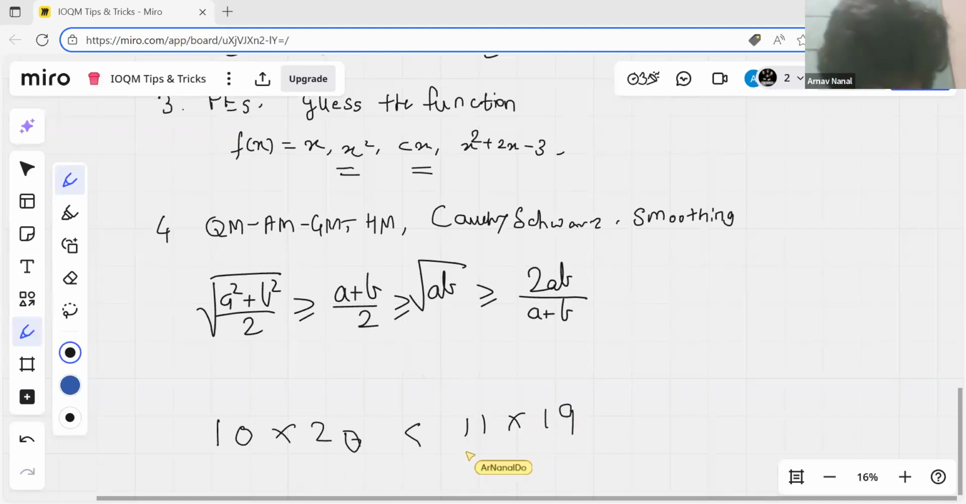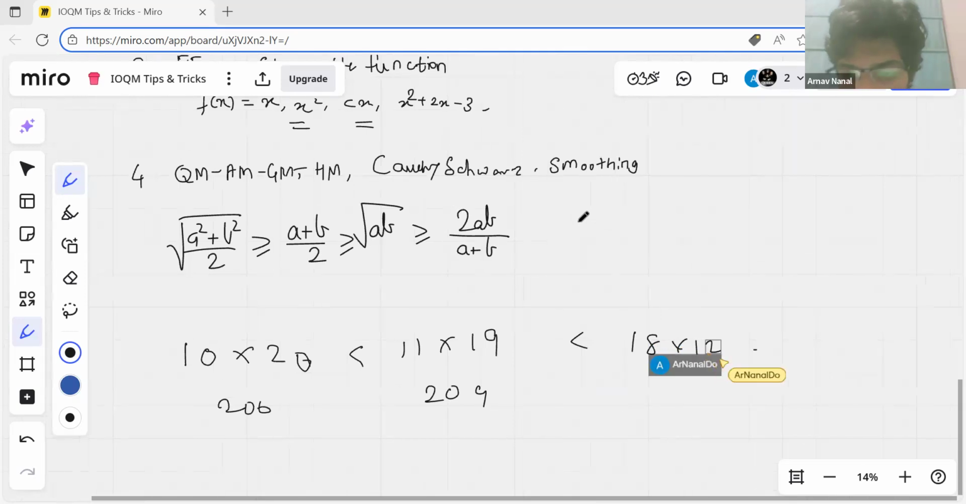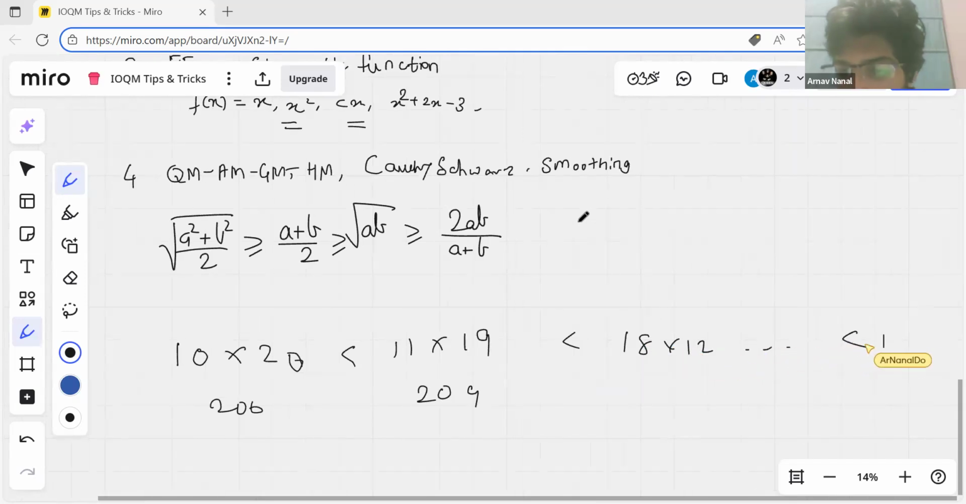This is 209 and this is 200. So this will be less than 18 into 12 and so on. The maximum will be achieved for 15 square.